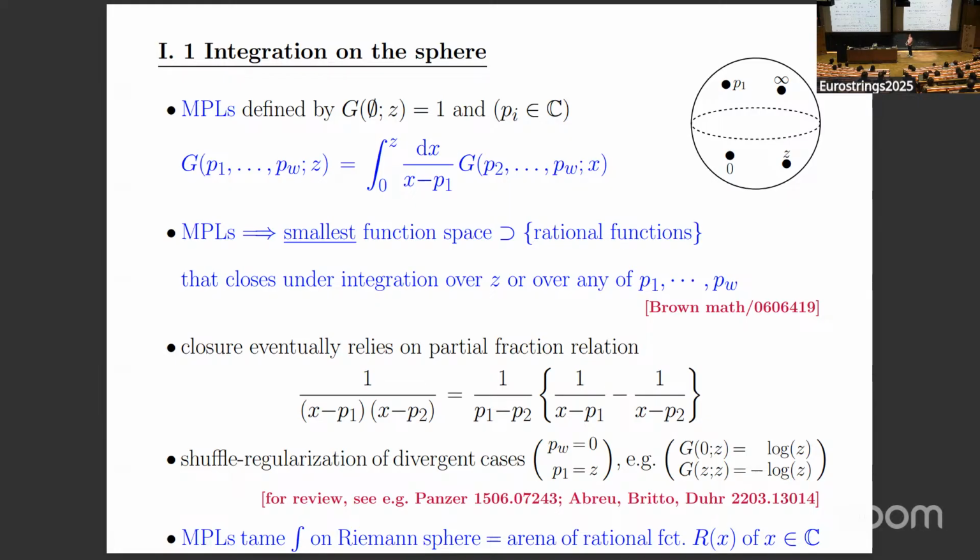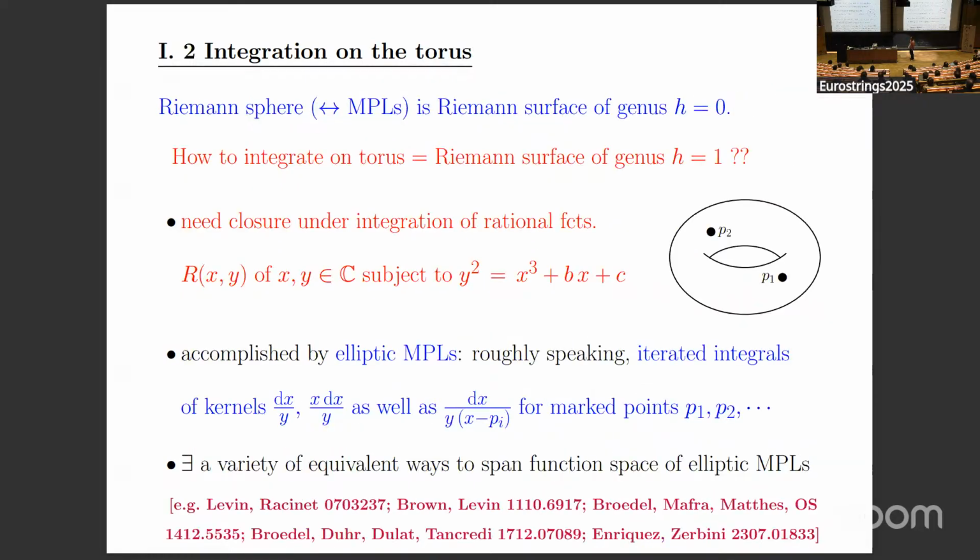Okay, so these polylogs are the way to deal with integrals on the Riemann sphere. But what if you plan to integrate on a more complicated geometry? So let's make sure that complication grows in a bounded way. After the sphere, as string theorists, we want to next look at the torus and see what happens if we attempt to do integrals there.